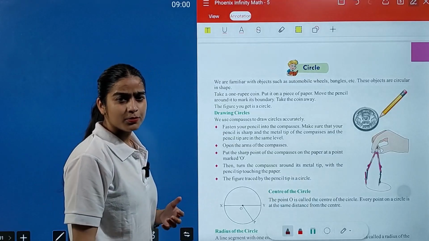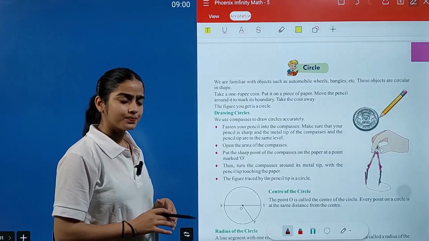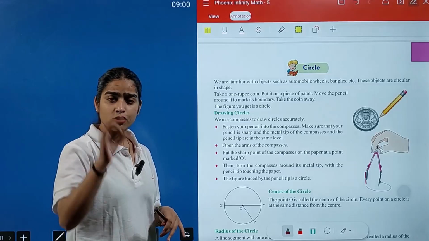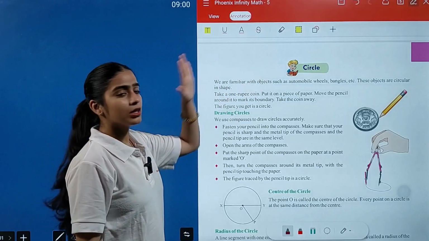We already know the poem which we learned in our earlier classes. Mummy ki roti gol gol, papa ka chashma gol gol, right? So the gol stands for circle, okay?